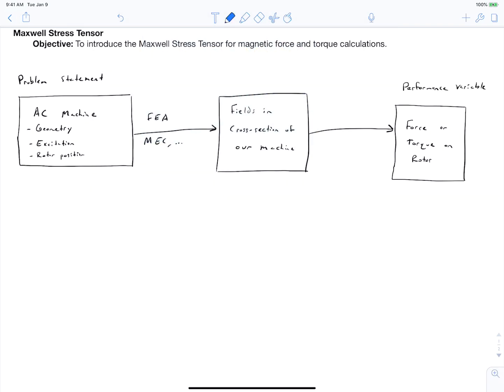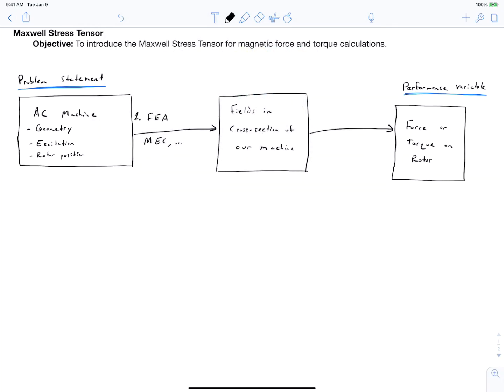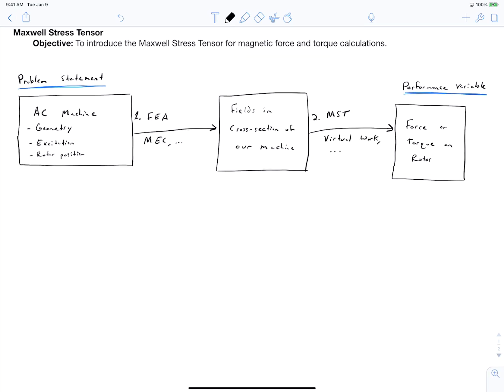And so if we're using this in an optimization problem, we have a candidate design or a problem statement on the left side, and then we use the tools in our toolbox to calculate a certain performance variable based on the force or the torque that's acting on our rotor. And we do this by first employing a field calculation technique, and then second, employing a force calculation technique with knowledge of the fields. That force calculation technique can either be the Maxwell stress tensor, like we're going to be talking about now, or it can be something else, such as virtual work, or another technique that's inspired by the Maxwell stress tensor or the virtual work method.